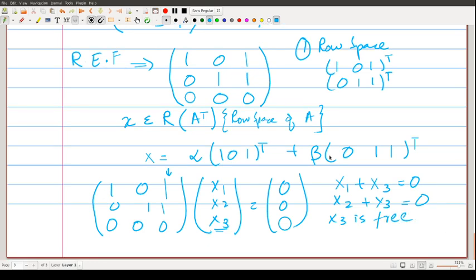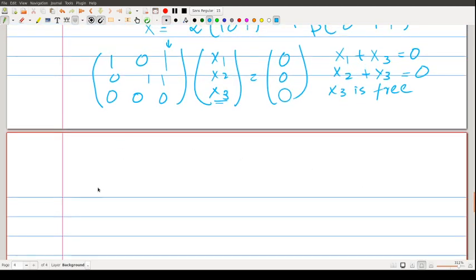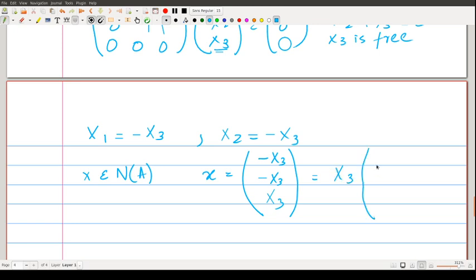Now I can solve these equations. The first equation is that x1 equals minus x3. The second equation tells me that x2 equals minus x3. And so if x belongs to the null space of A, then x looks like this: the first entry is minus x3, the second entry is minus x3, the third entry is x3, which essentially can be written as x3 times [-1, -1, 1].